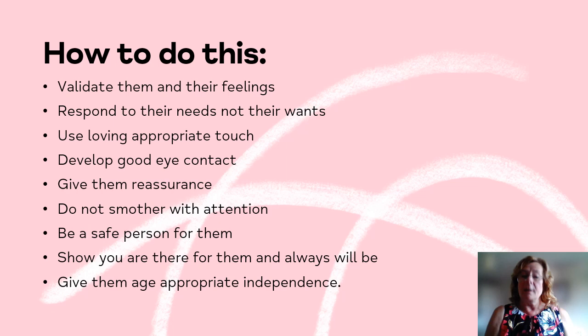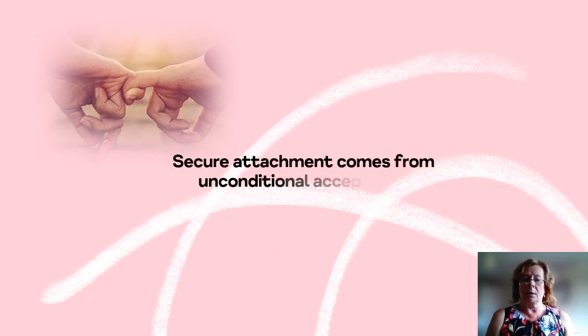Validate them and their feelings. Respond to their needs, not their wants. And using loving, appropriate touch, develop good eye contact. Give them reassurance and do not smother them with attention. Be a safe person for them. Show you are there for them and always will be. And give them age-appropriate independence. Secure attachment comes from unconditional acceptance.